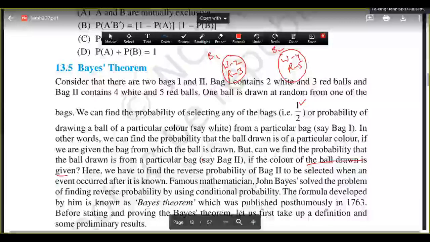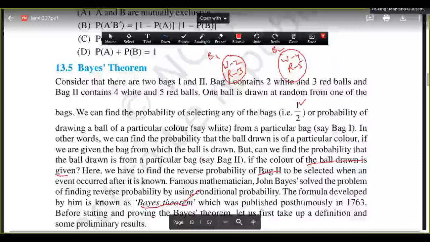We have to find the reverse probability, that bag 2 was selected, when the event has occurred and is known. Suppose the ball drawn is a red ball, and that red ball is drawn from the second bag. If you want to find this type of probability, that case is known as the Bayes theorem. We will do such questions by using the Bayes theorem.